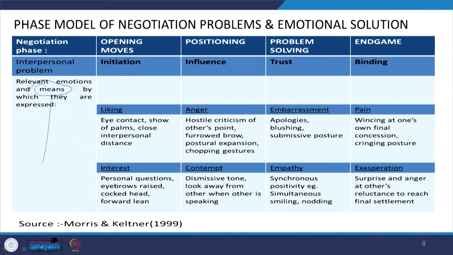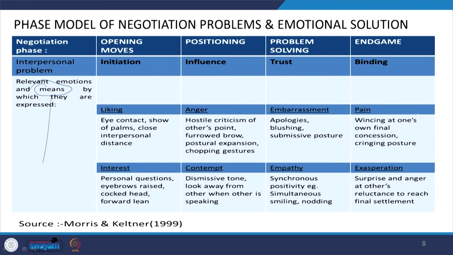And then when you are talking about that particular trust, then definitely the end game will be the wincing at one's own final concession and the clinging posture, and that will become the binding. So, therefore, when we see the opening moves, we have to see the interest, personal questions, eyebrows raised, cocked head, forward lean. This will be there.